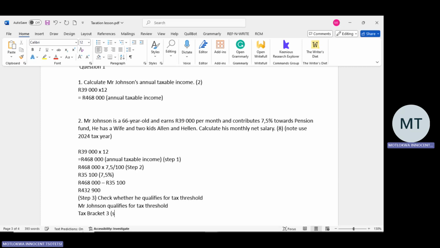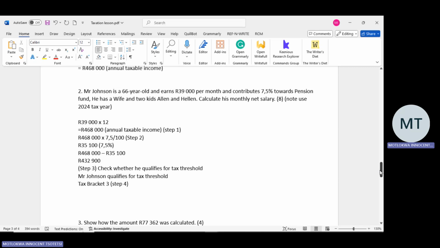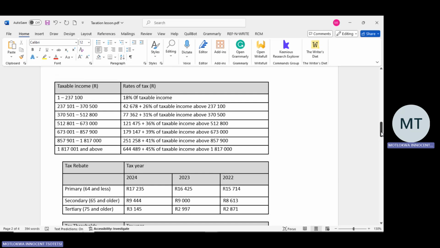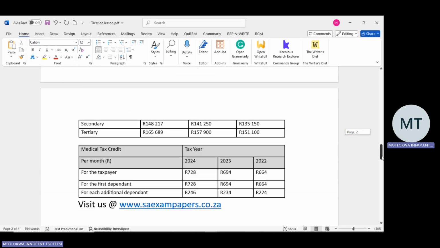So this is step number 4. Since we have identified our correct tax bracket, we are going to use the information under tax bracket number 3. Let's check. We are going to use that information of 77,362 plus 31% of taxable income above 370,500. That is the information that we are going to use.